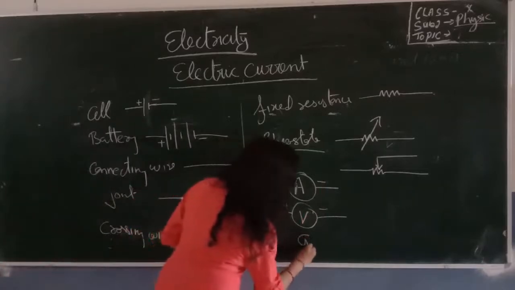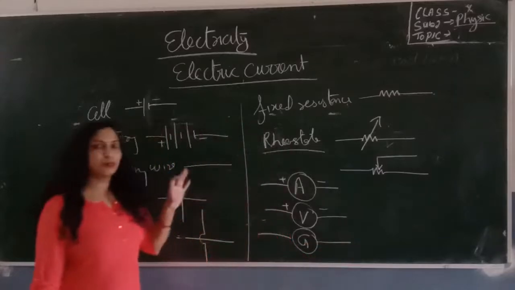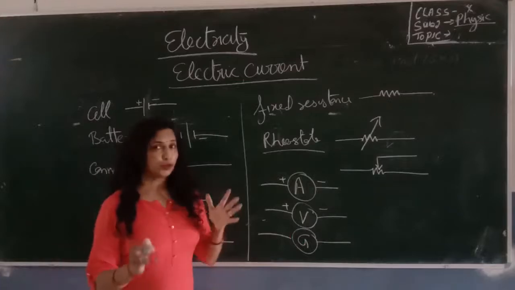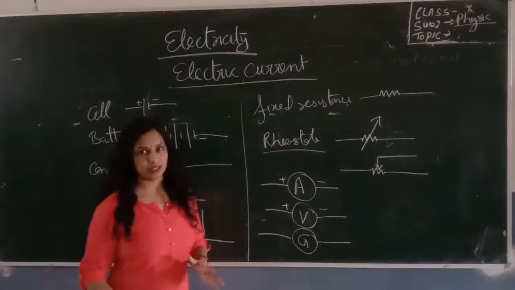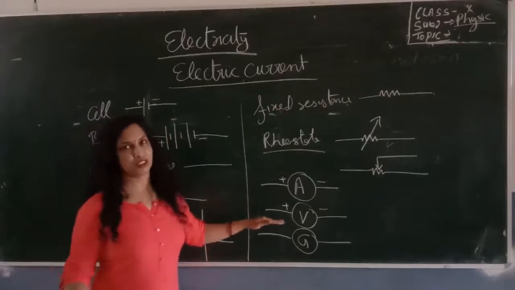Galvanometer. You know what a galvanometer is? Galvanometer only shows whether the current is flowing in the circuit or not. It does not show how much current is flowing through the circuit, but only whether the current is flowing or not.